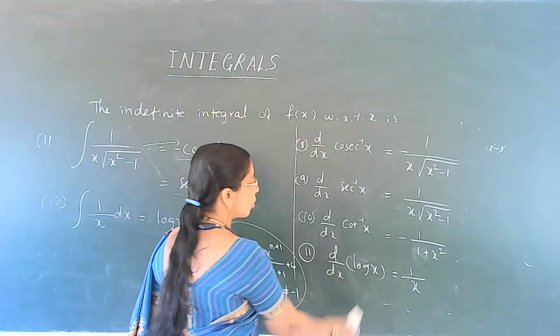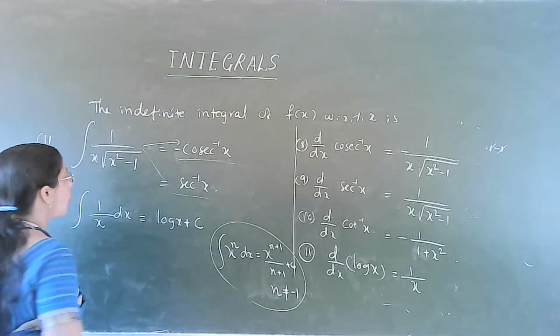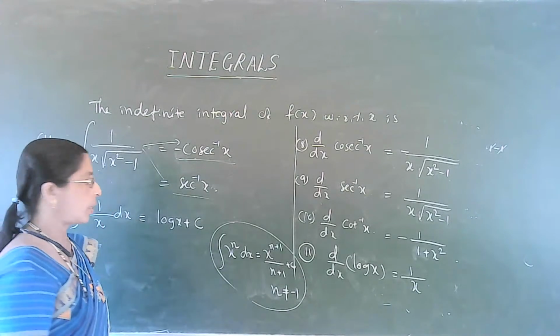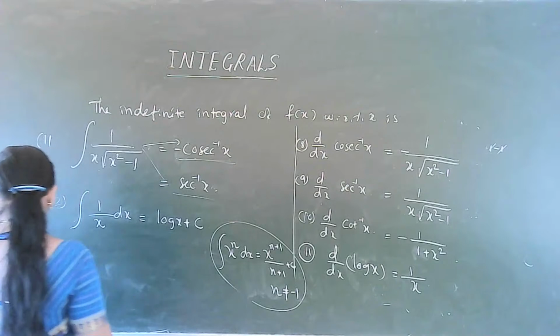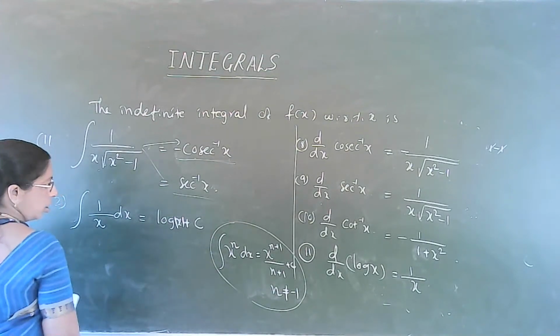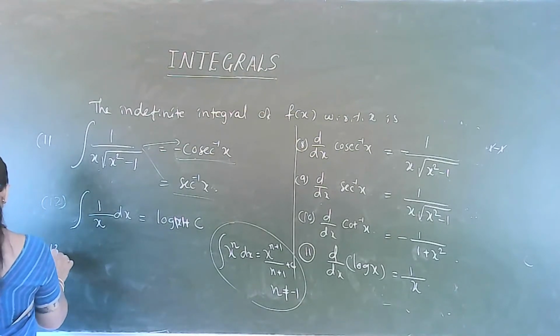Because d by dx of log x is equal to 1 by x. Therefore, integration of 1 by x dx is equal to log x plus c. Here, always x is modulus.